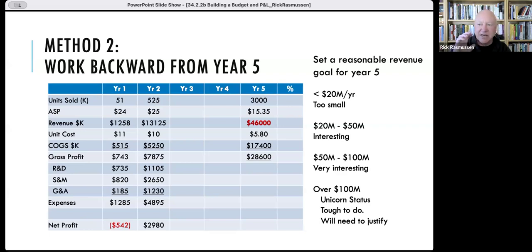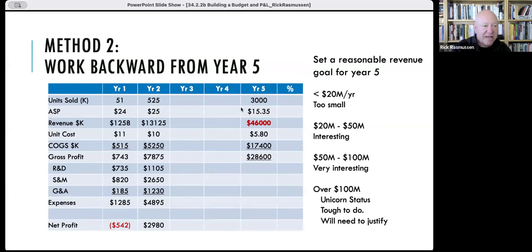If you're between 20 and 50, it's interesting. 50 to 100, it's really interesting. Over 100, you're smoking crack, because you're a unicorn at 100 million in revenues, since you're usually about a 10x valuation. So it's hard to do. So I'm going to pick a number. I'm going to be a $46 million company.